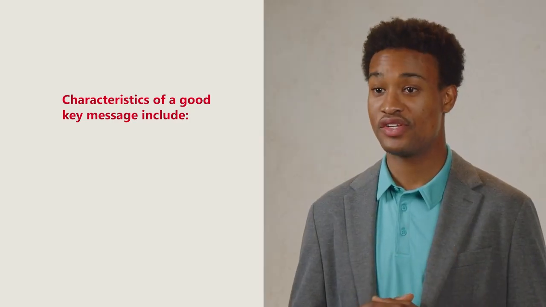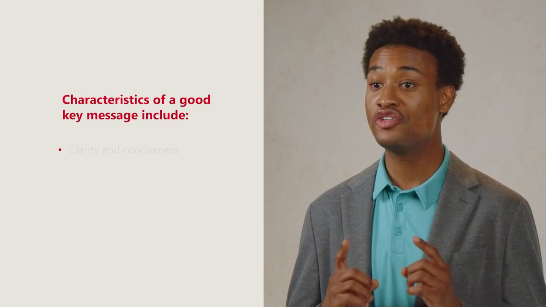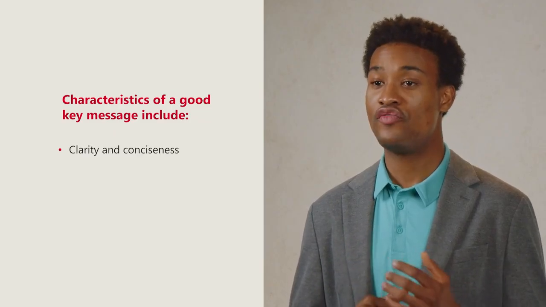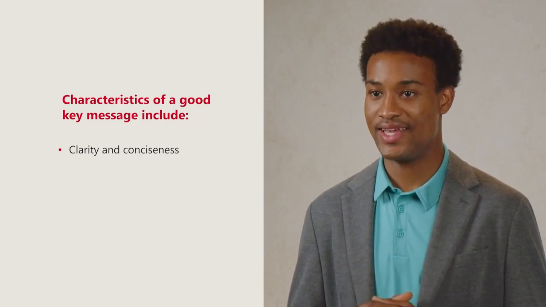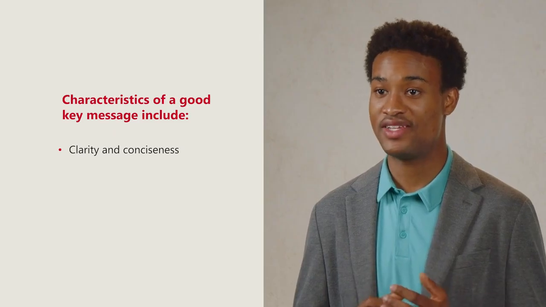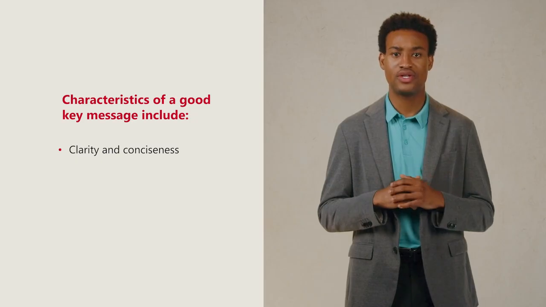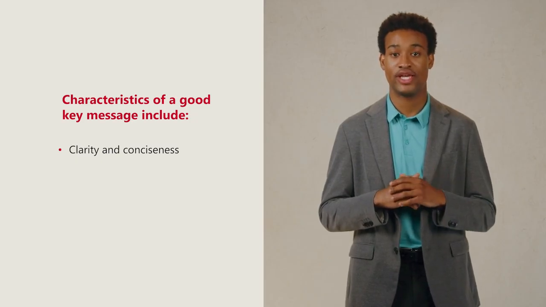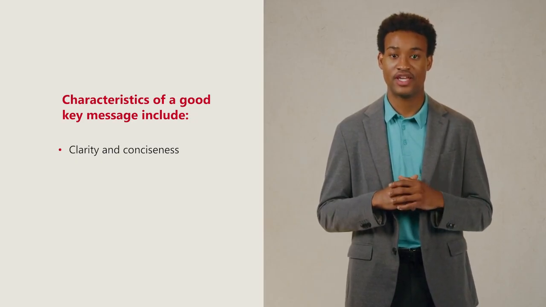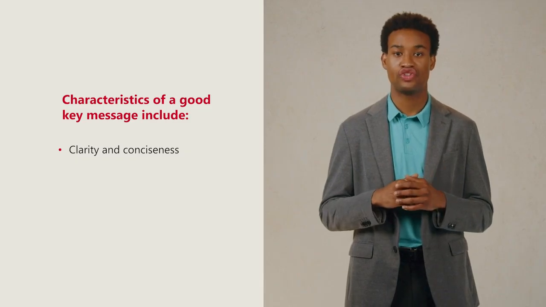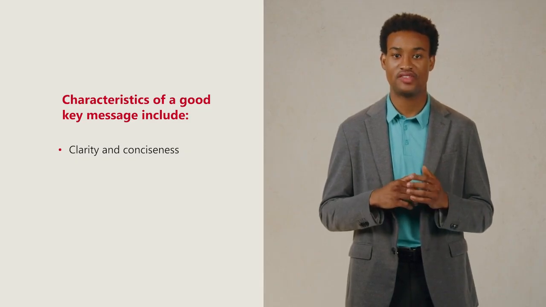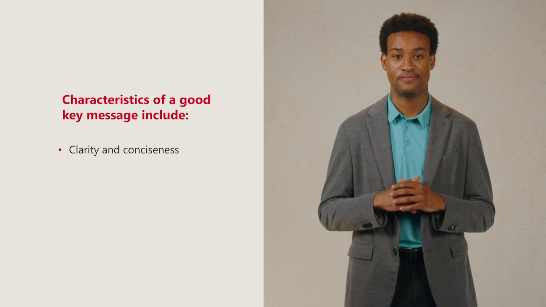Here are the characteristics of a good key message. First, be clear and concise. Avoid jargon and get to the point quickly. Stakeholders often have limited time and many projects and tasks to complete. Cut through the noise with direct, easily understandable language. For example, instead of saying your design is user-centric, try, "This interface simplifies the sign-up process to reduce confusion."